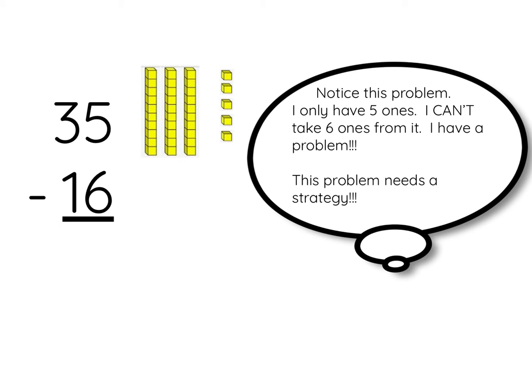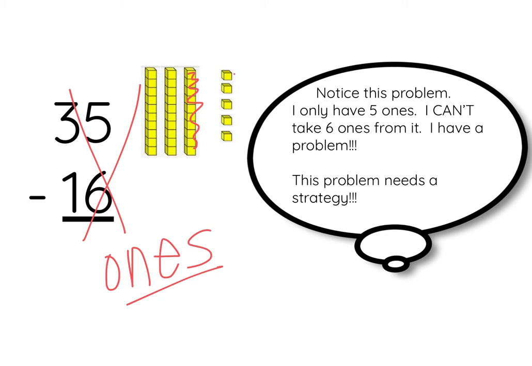But look at 35 minus 16. Notice I can take away a 10, but I can't take away 6 ones because I don't have 6 ones. So that would be a problem. I would need a strategy. So for today's purposes, we will just cross it out and say there's a problem in the ones because I don't have enough ones.